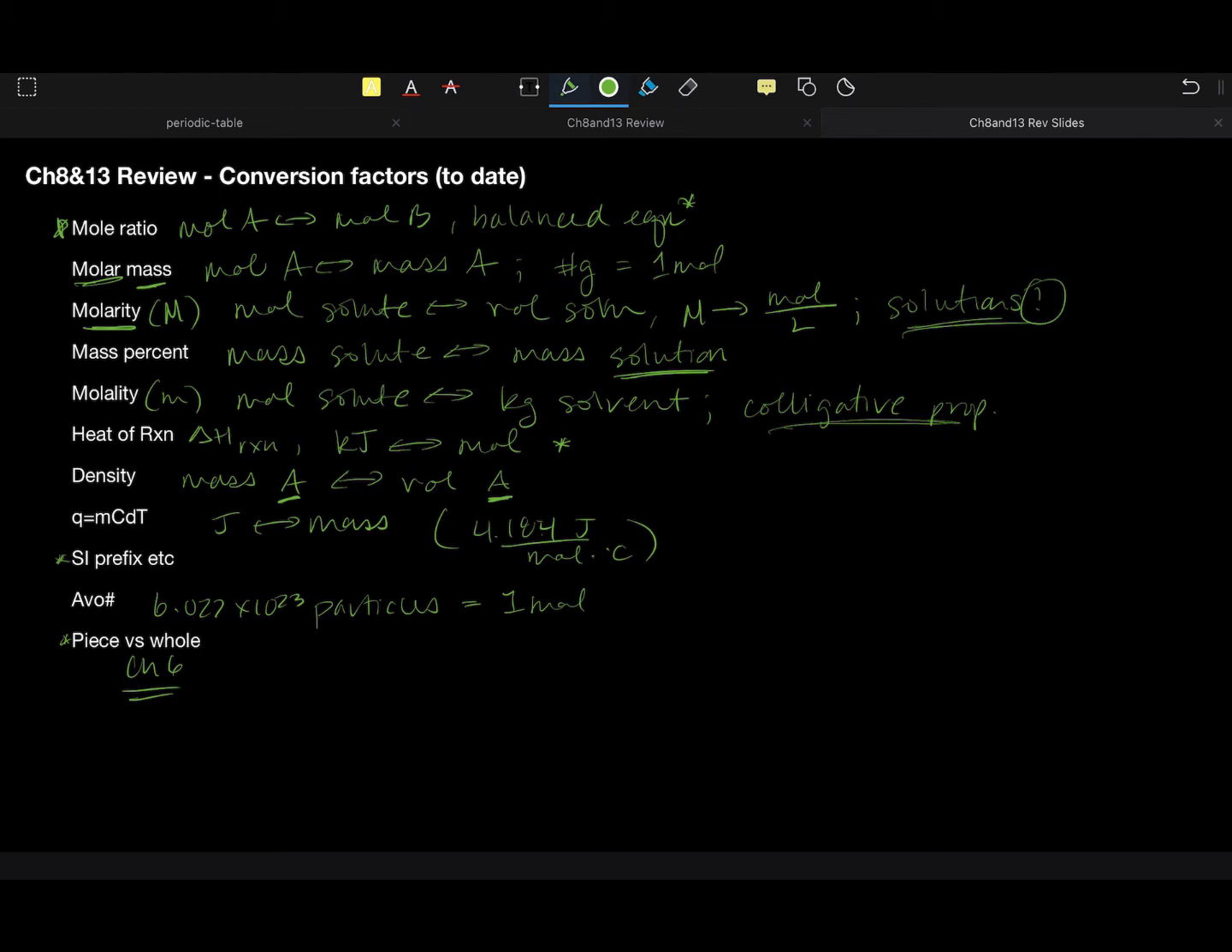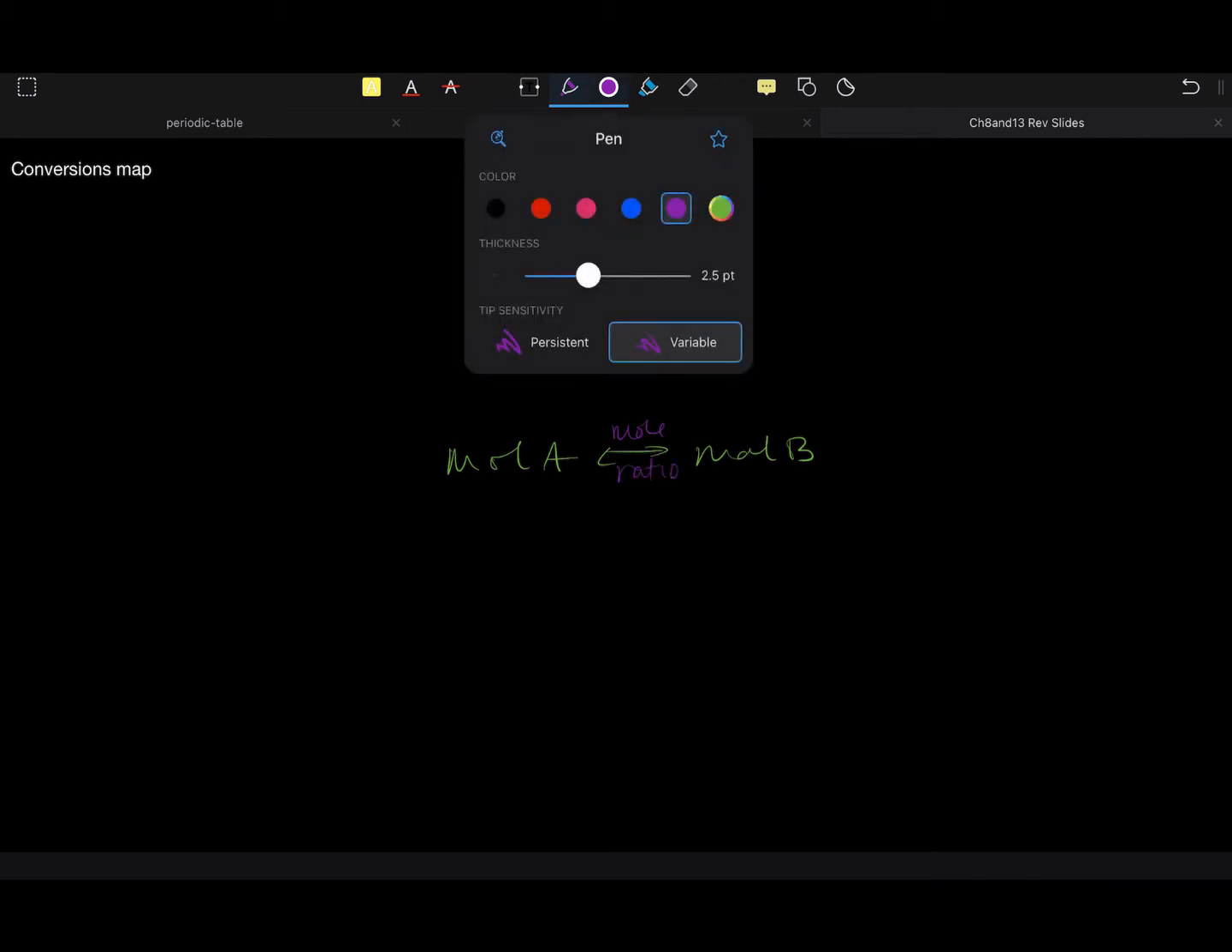Now, we can take those conversions, kind of like we did a few chapters ago, and sort of map them out, right? Where if we think about at our center, we have one unique conversion factor that allows us to convert between two different substances using a chemical reaction. So moles of A to moles of B, and that is only ever done using a mole ratio, right? That's the only way we can do that. Using our balanced equation, all that good stuff.